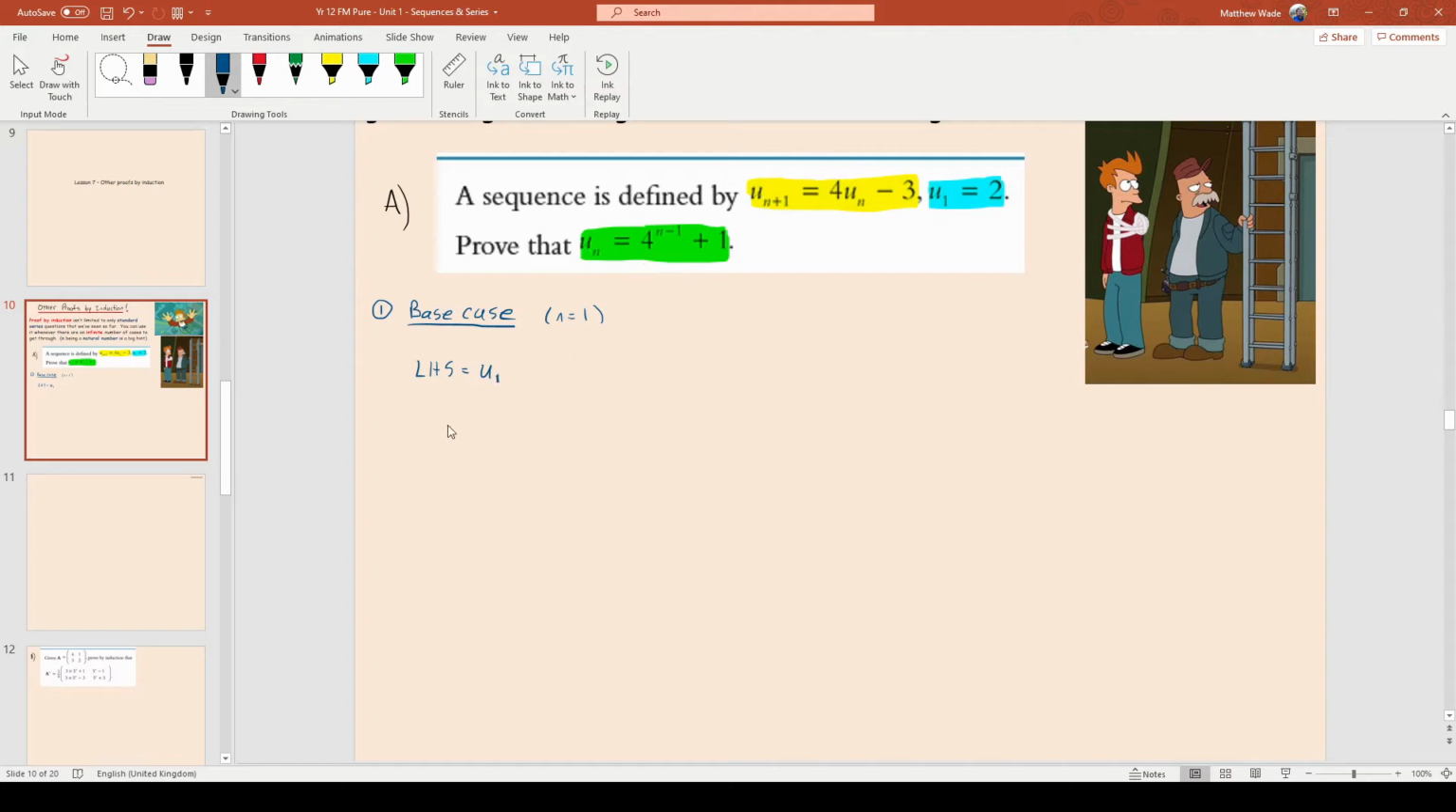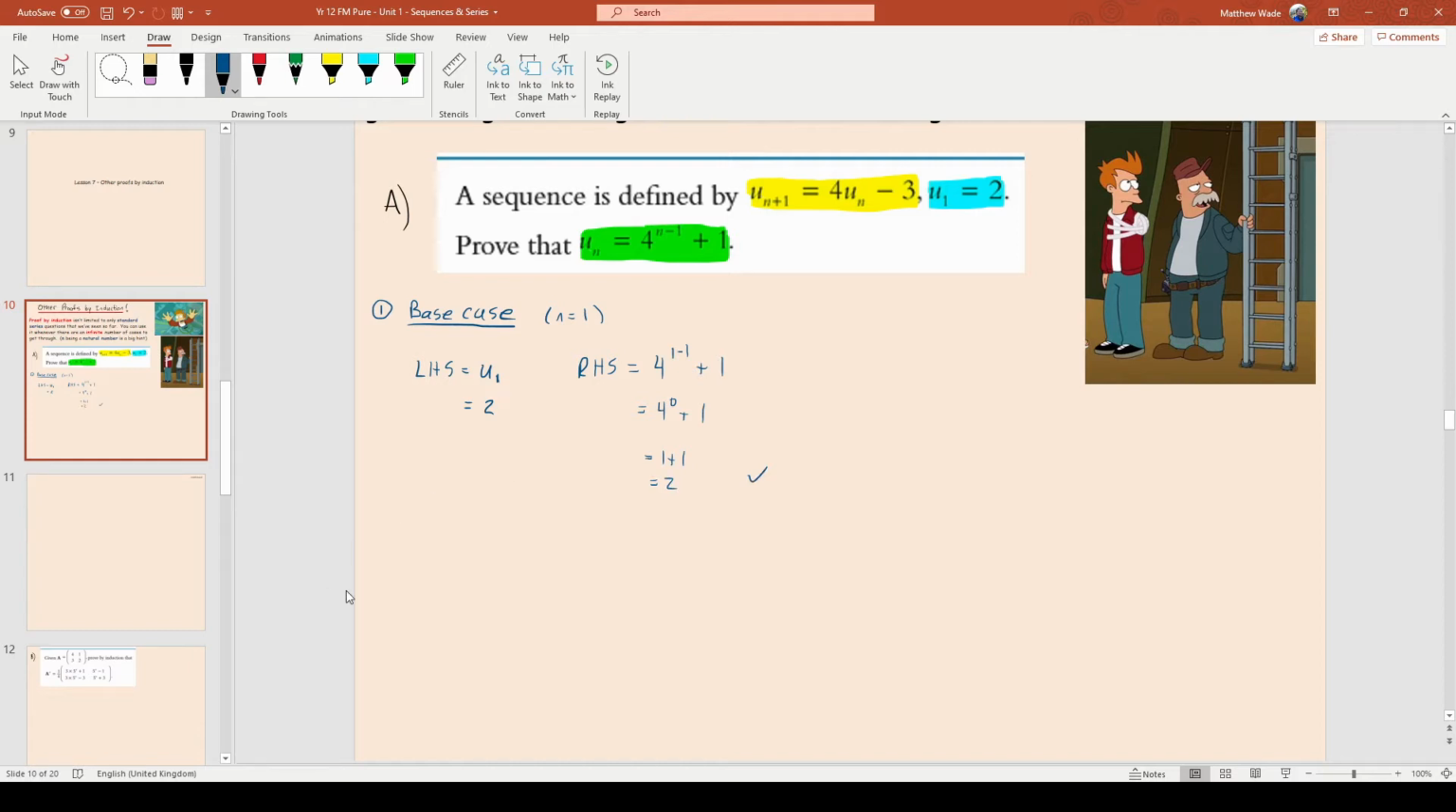We're not using the right, just the left. The left-hand side equals U1. But U1 was defined up here in blue, so it's 2. Well, what does the right-hand side of the green give? It was 4 to the power of n take 1, plus 1, but n is 1. 1 take 1 is 0, so it's 4 to the power of 0 plus 1, which means it's 1 plus 1, which is 2 as well. Confirmed. We have a base case done.